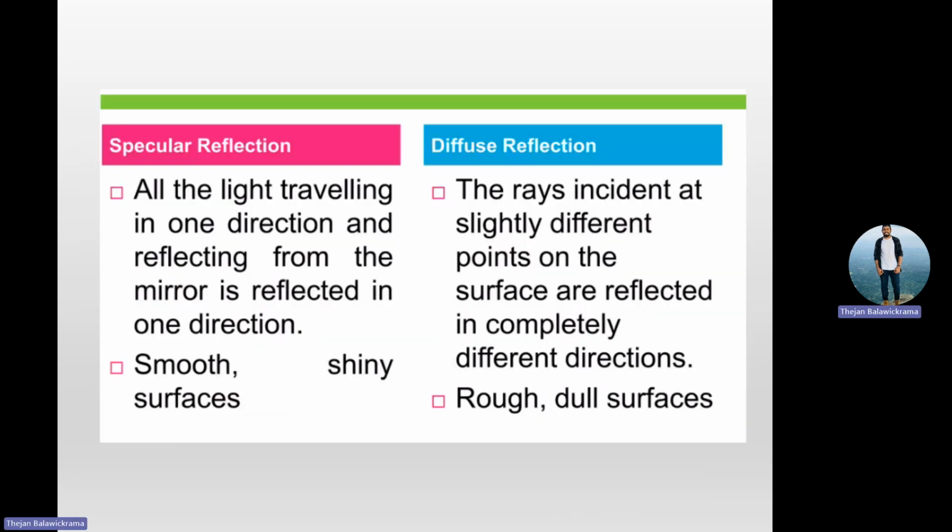So here is the summary slide. All the light traveling in one direction, reflecting from the mirror, is reflected in one direction, from smooth, shiny surfaces. The rays at slightly different points on rough surfaces are reflected completely in different directions. So it should be rough, dull. So after this, it is very clear. Next, we give our homework.